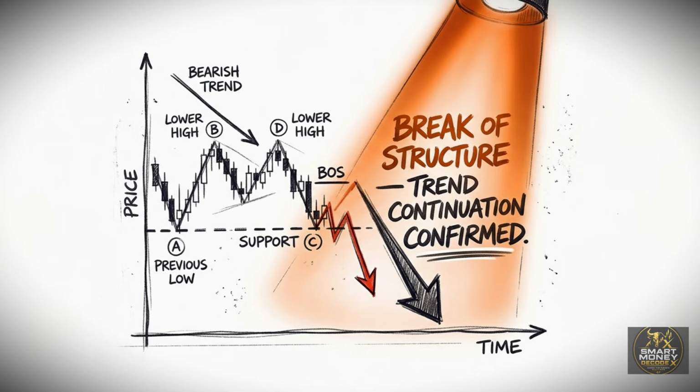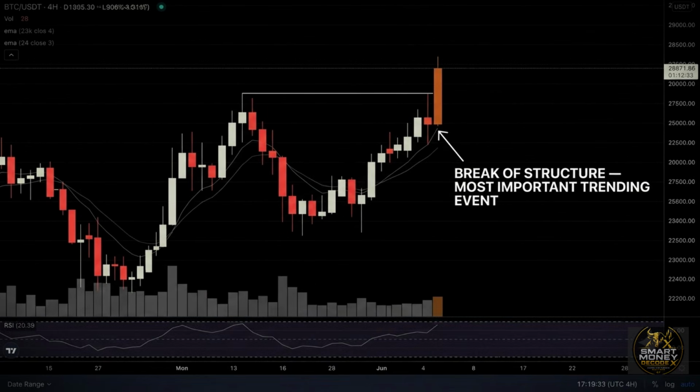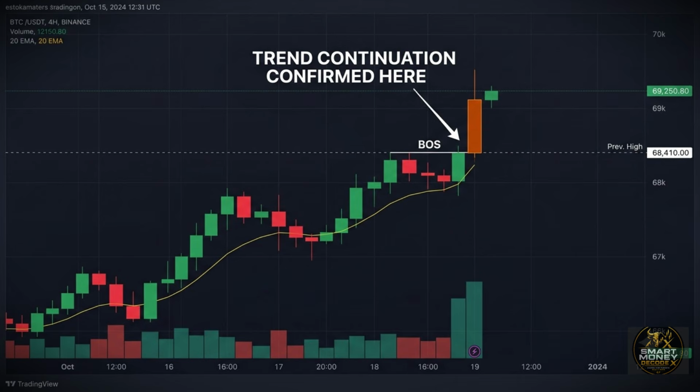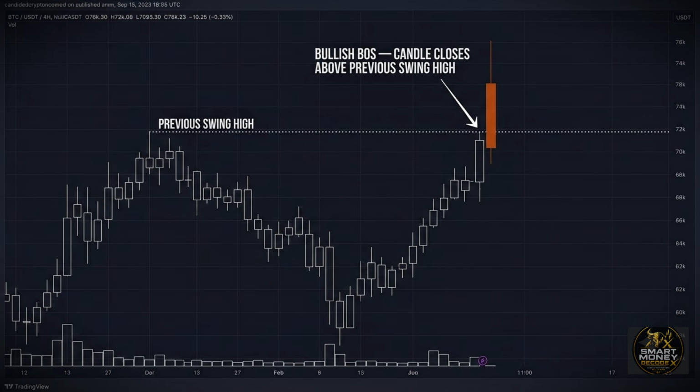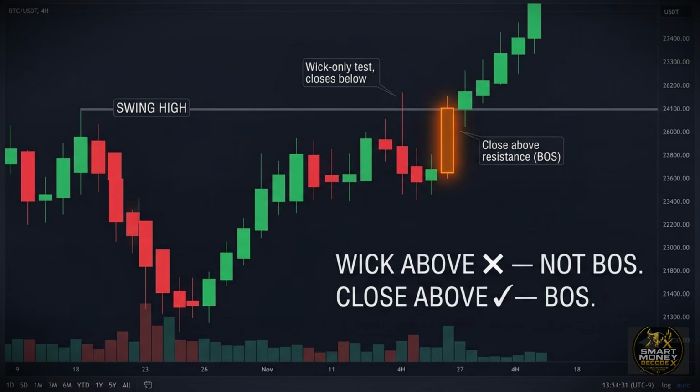The break of structure: trend continuation confirmed. The break of structure is the most important event in a trending market. It is the moment when price confirms that the trend is continuing. In a bullish market, a break of structure occurs when price breaks above the most recent swing high with a candle close above it. This confirmation matters.